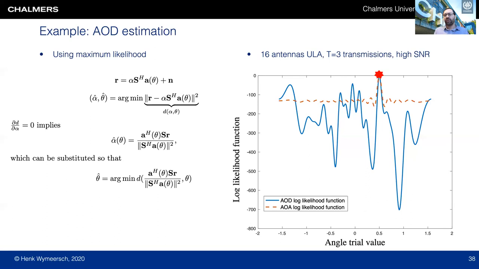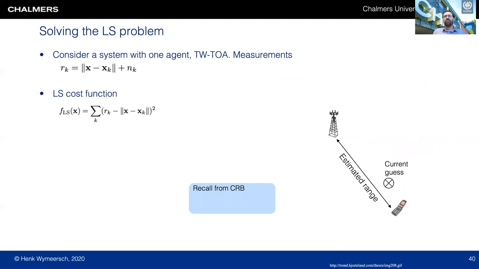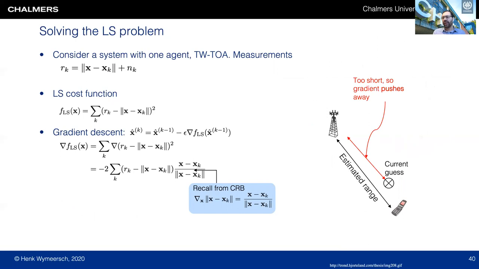And again, you can have very nasty non-linear functions with lots of local optima. So this means that you could do gradient descent. This is how you would do gradient descent for least squares, and it has some nice interpretation, but this will get stuck in a local optimum.